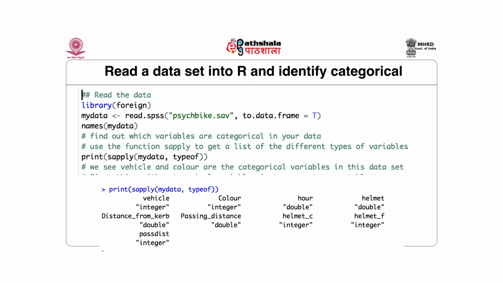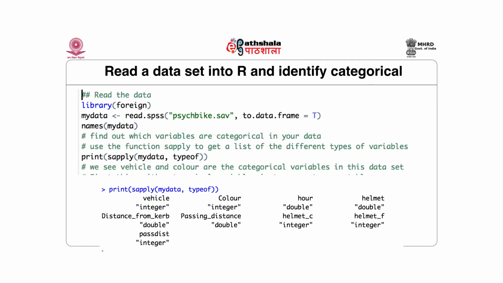and then create an object called myData, and then use this particular symbol, that is a less than sign and a dash, and then type read.spss to type in the name of the file, which is in this case sidebike.sav, and specify that you're going to read it into a data frame.